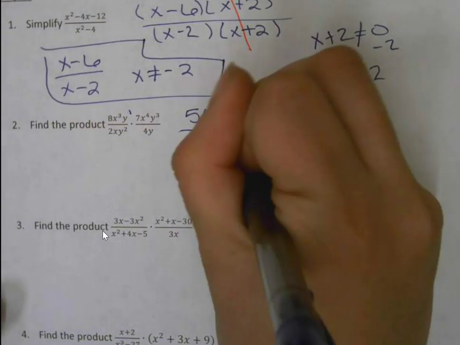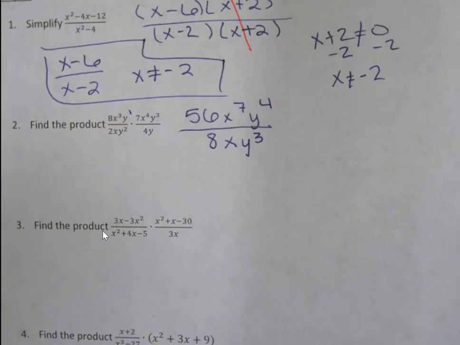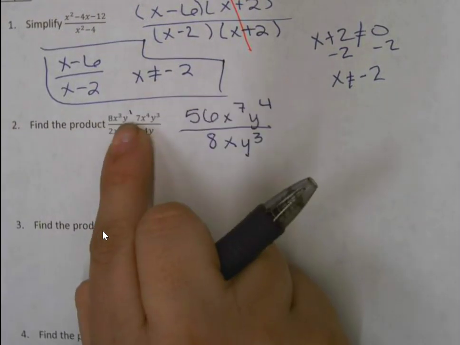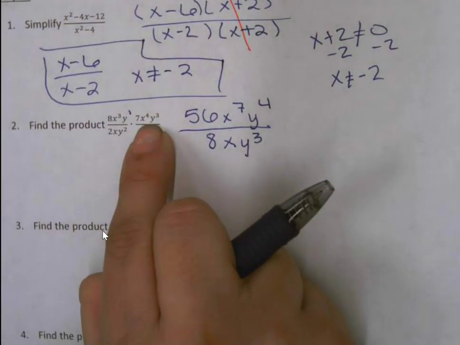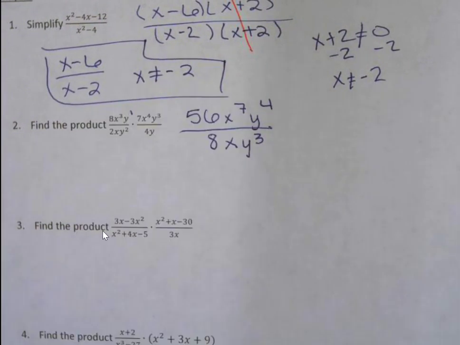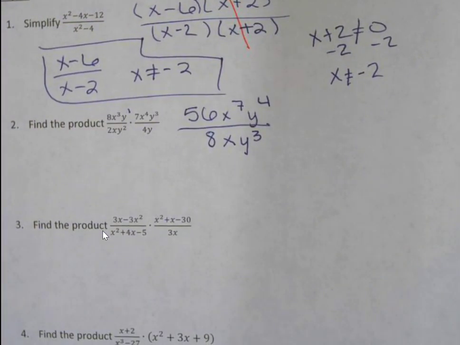Y cubed. Okay, what did you ask me, Jerry? X to the 7. Oh, because this x has a 3 and this x has a 4, so I just added my exponents. Okay? So then now I want to simplify this.